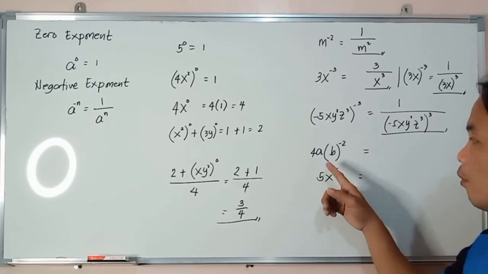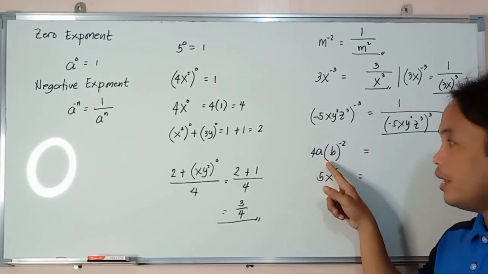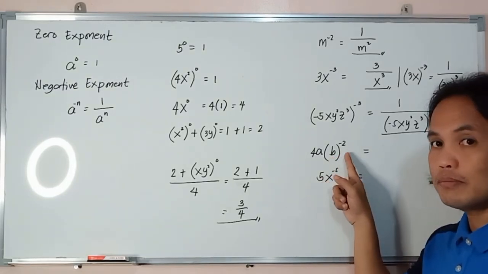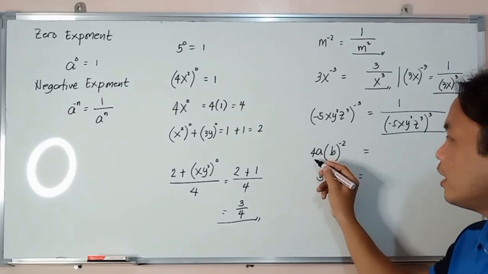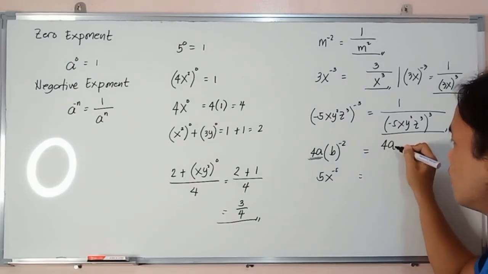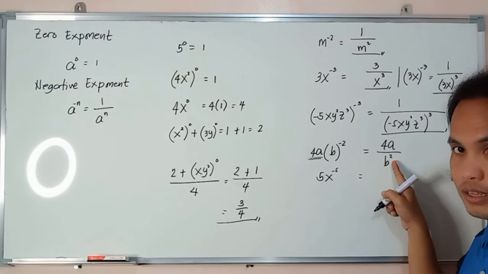Now, next example, we have 4a times b quantity raised to negative 2. Only b is being raised to negative 2, so we will get the reciprocal of b. So what shall remain in the numerator shall be 4a. So we have 4a over b squared. So this becomes positive.